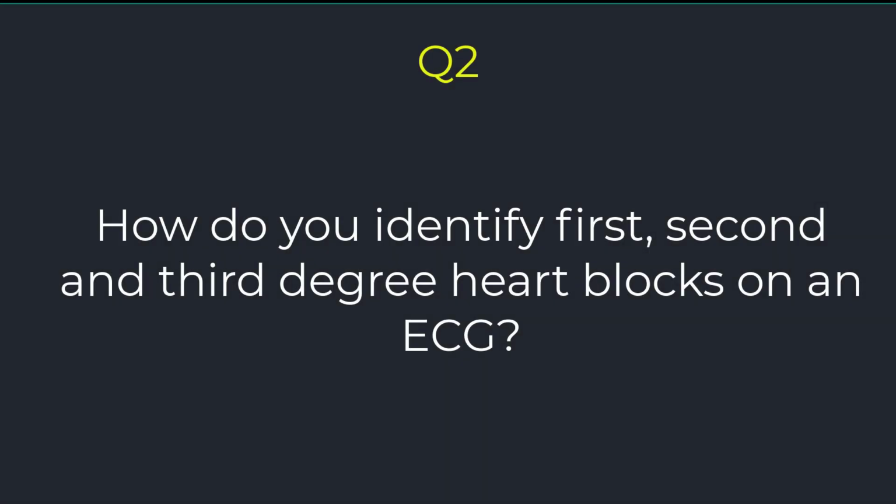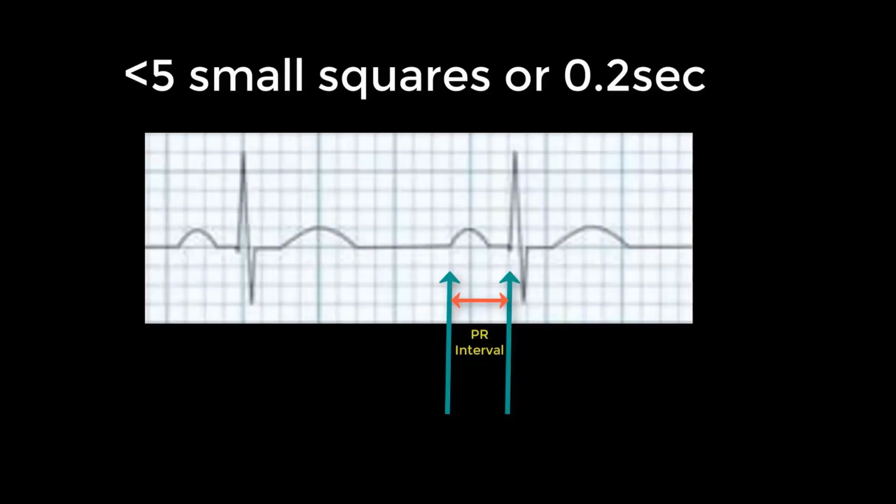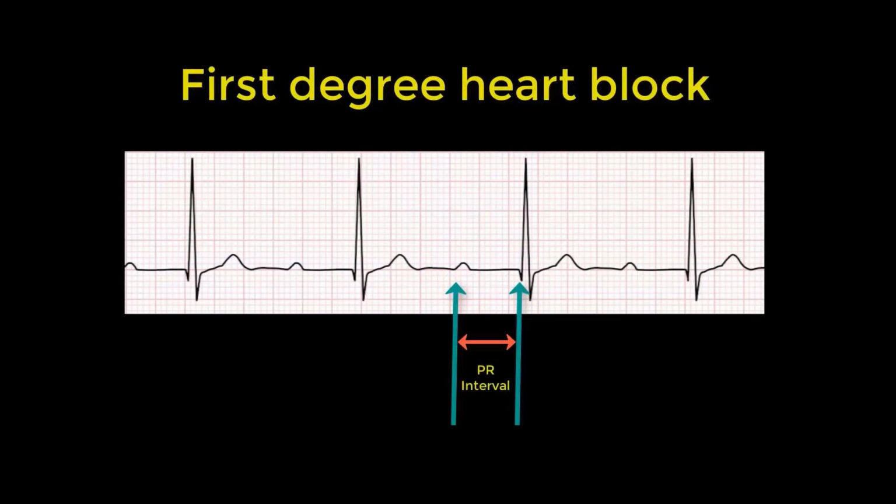So the question is, how do you identify first, second and third degree heart blocks on an ECG? Normally the distance between the start of the P wave and the start of the QRS, that is the PR interval, is less than 5 small squares, which is less than 0.2 of a second. In first degree heart block, this distance is longer.